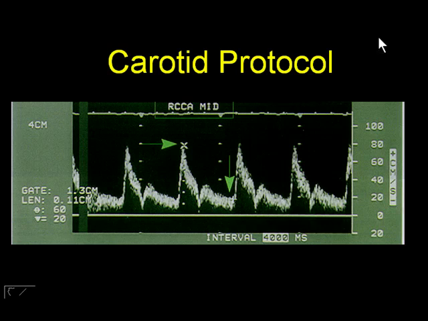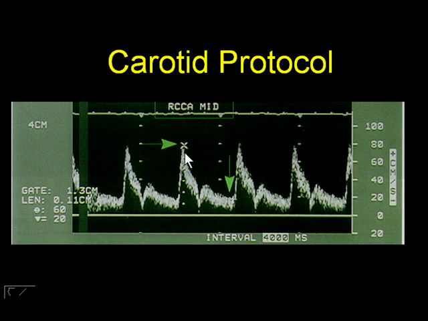I just wanted to share this image with you today to show you that sometimes even placement of the cursors for evaluation of the velocities can be an issue. Here we see the caliper set so that it's at the peak of systole, and this is where you want to measure that, always at the peak. If you can run an EKG while you're doing the examination, that's ideal.